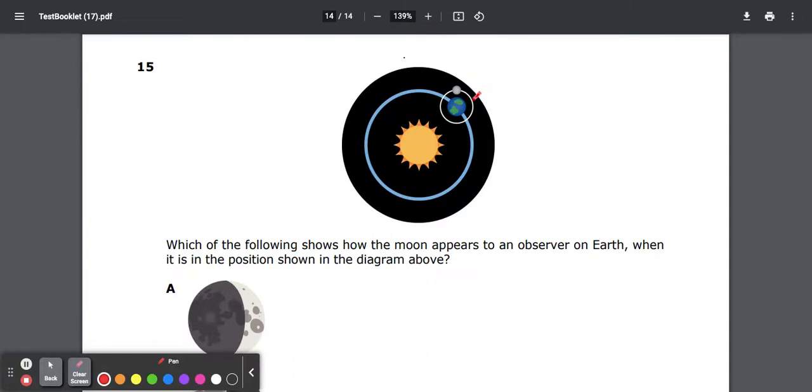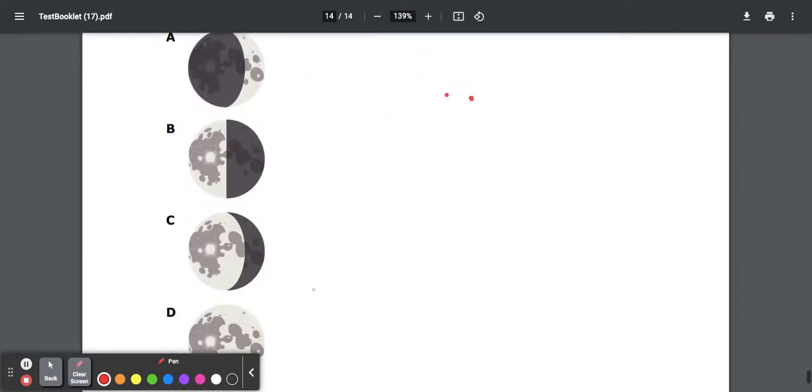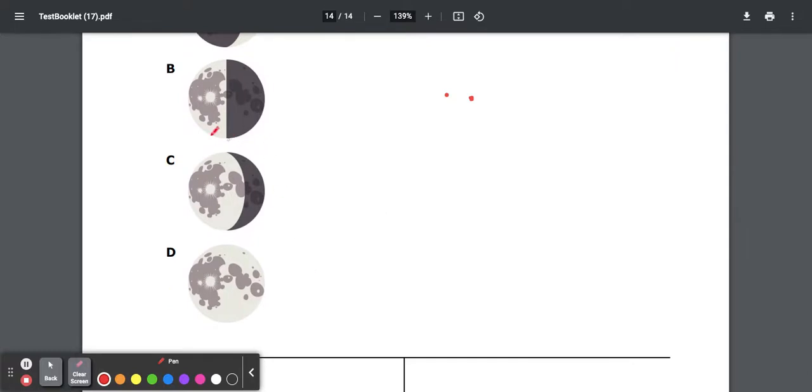So if I go back up here, here's my full moon. And my first quarter or my last quarter would be right here. So it's not quite that. So my answer would be a waning gibbous. So it would be C.